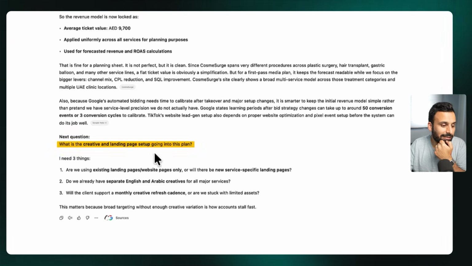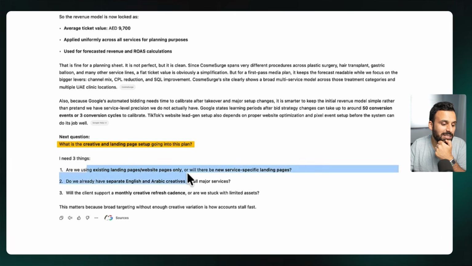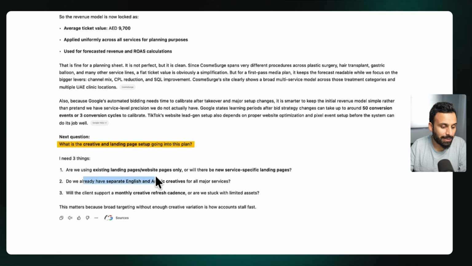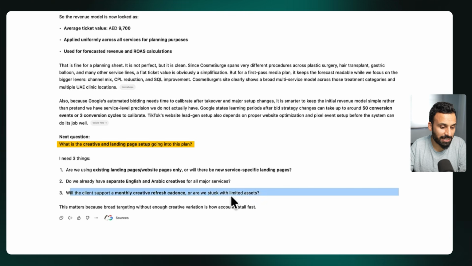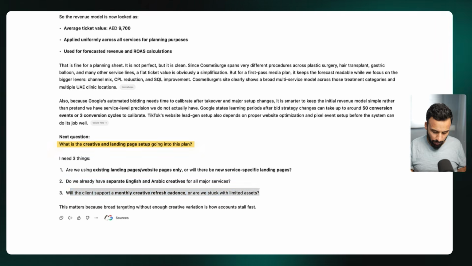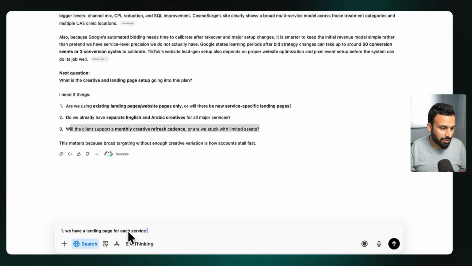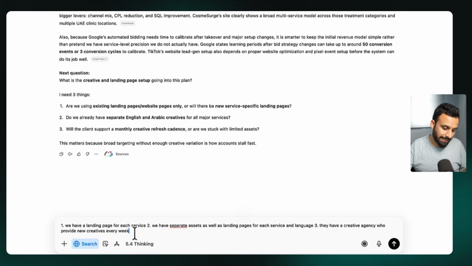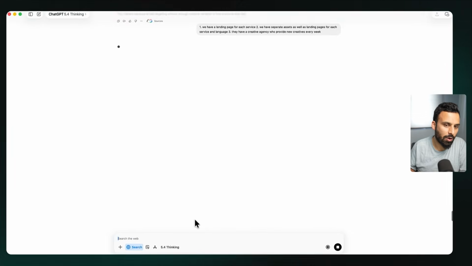Next question: what is the creative and landing page setup going into this plan? Are we using existing landing pages, website pages only, or will there be new service-specific landing pages? Do you already have separate English and Arabic creatives for all major services? Will the client support a monthly creative refresh cadence, or are we stuck with limited assets? Okay, we have a landing page for each service. We have separate assets as well as landing pages for each service and language. Will the client support a monthly creative cadence? The third question: they have a creative agency who provide new creatives every week, so we are sorted on that front.